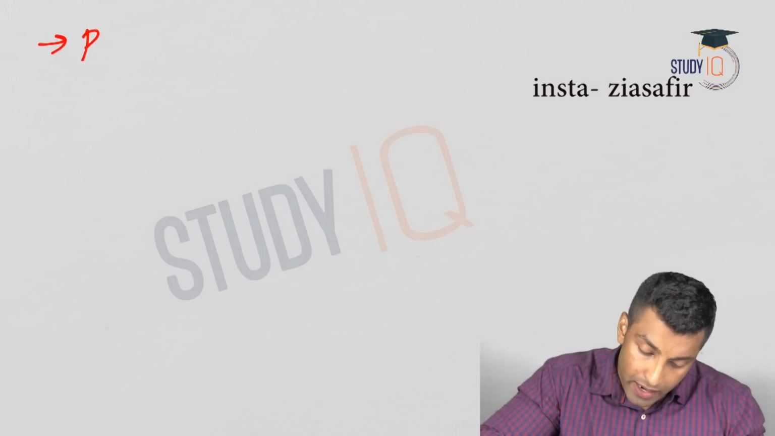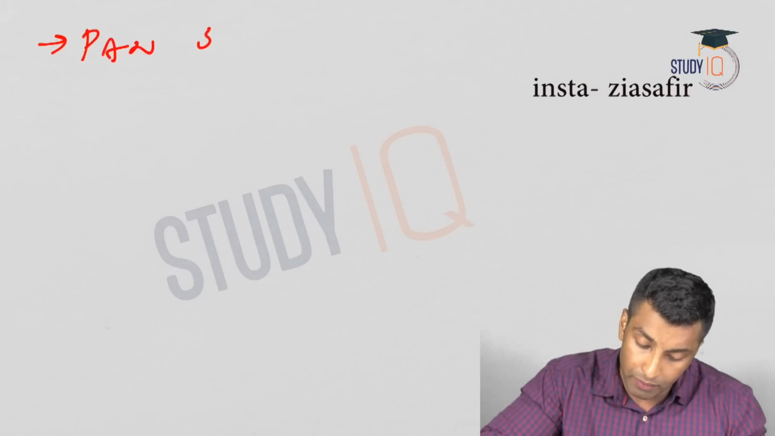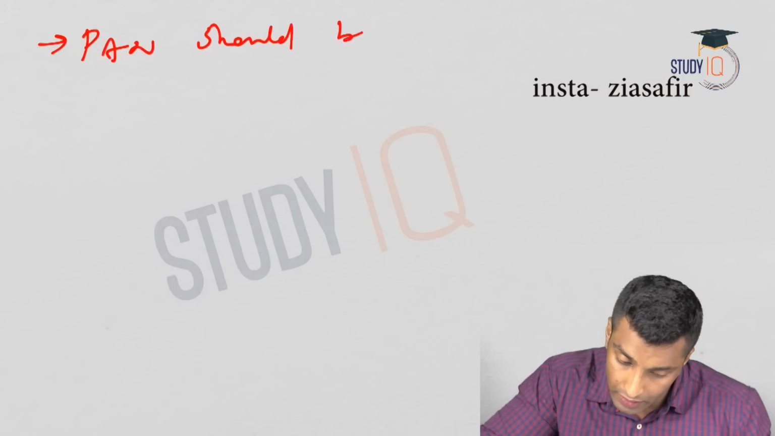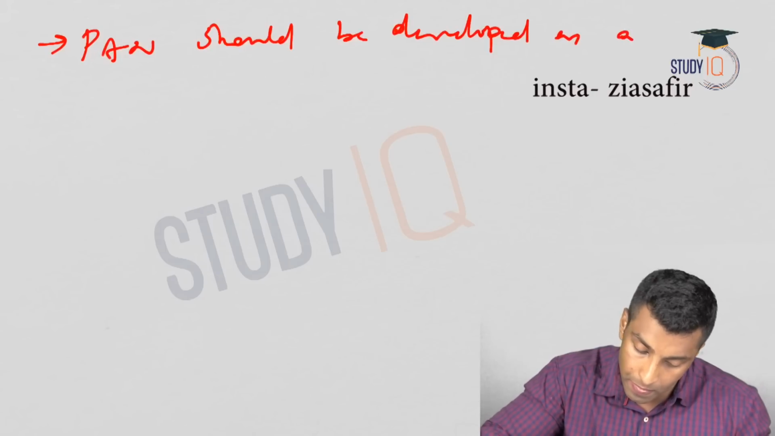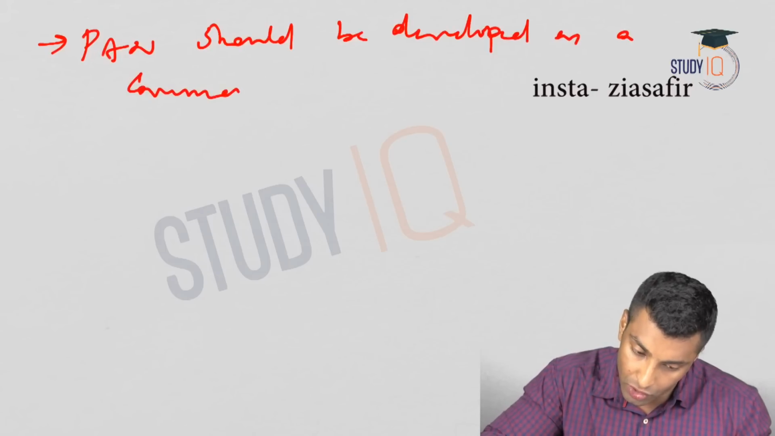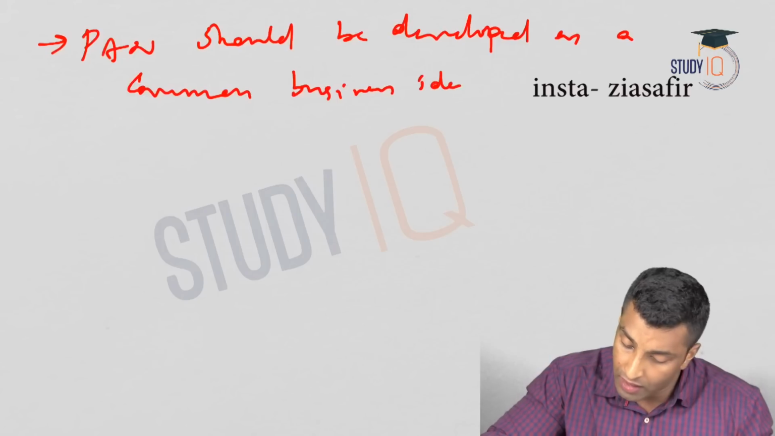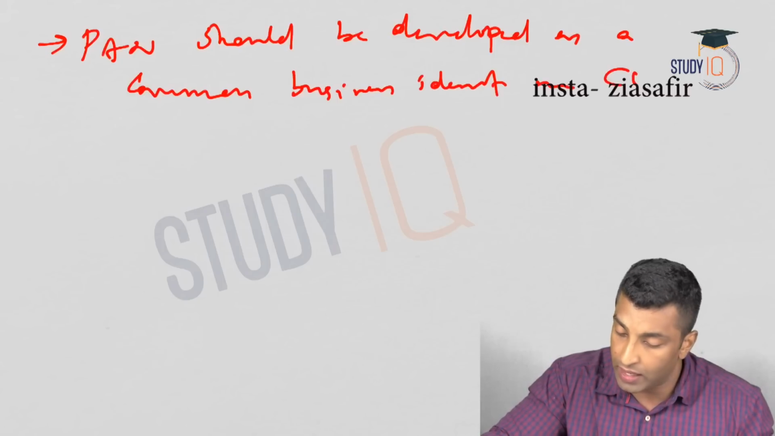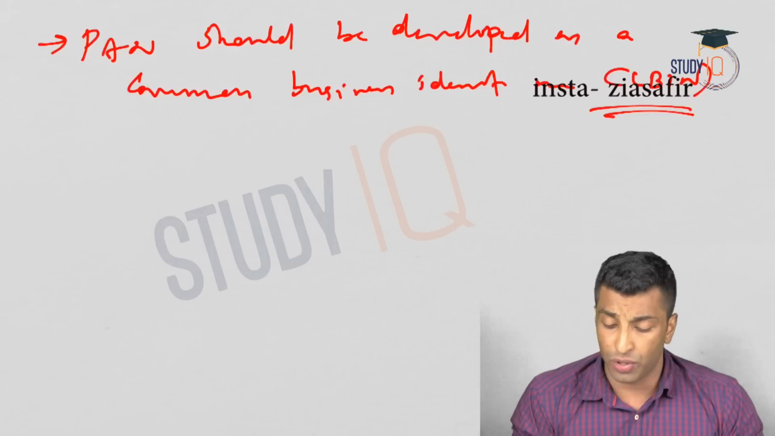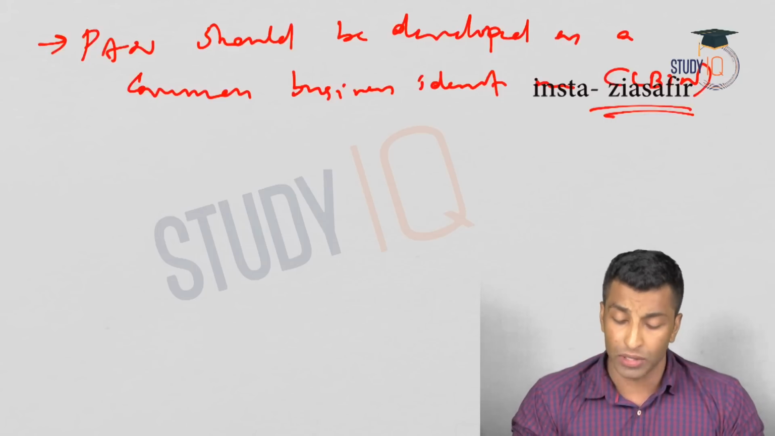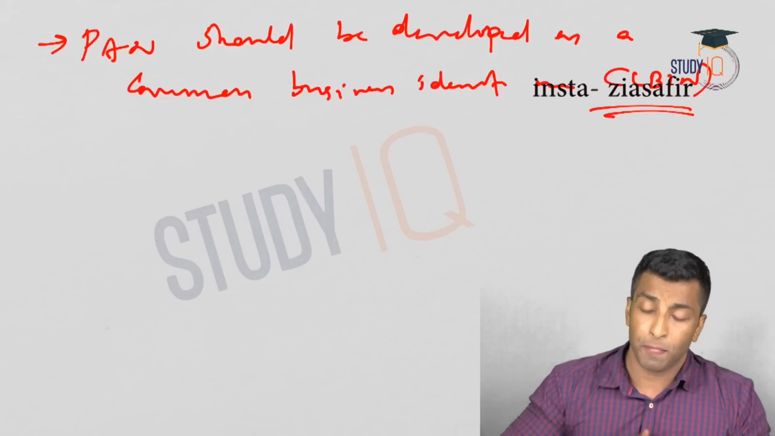Next point, Permanent Account Number, that is PAN, should be developed as a common business identification number, CBIN. Now the government is moving after Aadhaar, so you don't want too many identification numbers. Okay, so not relevant here.